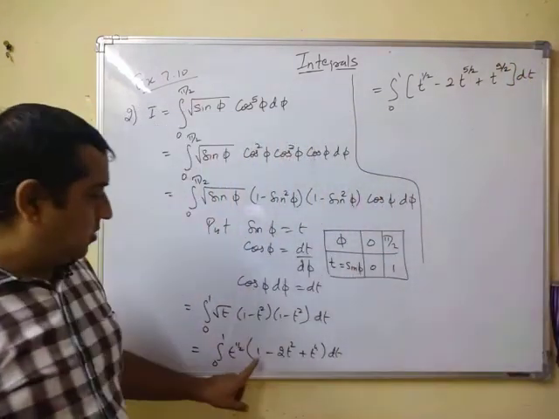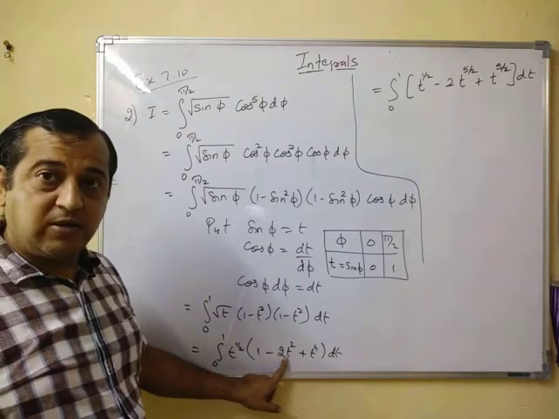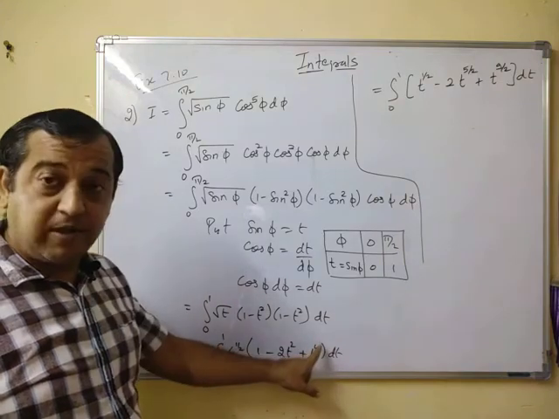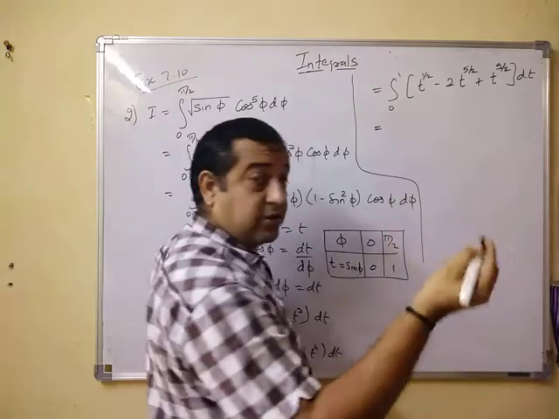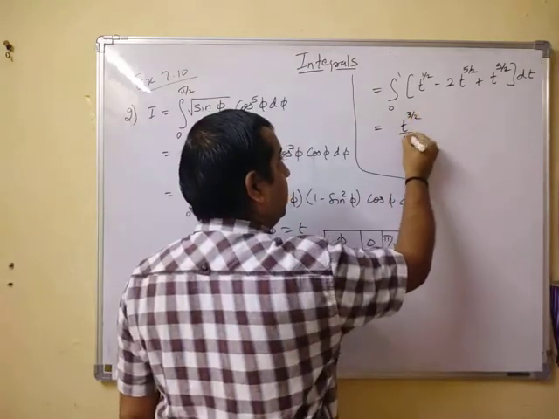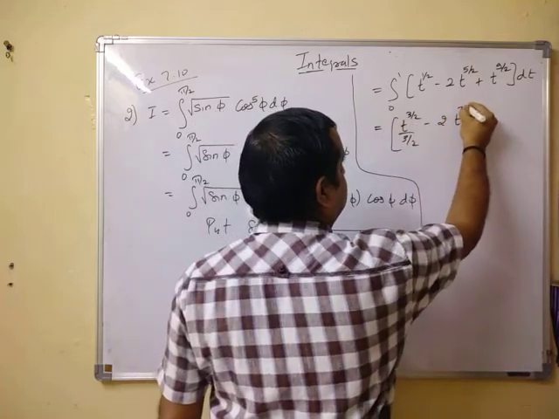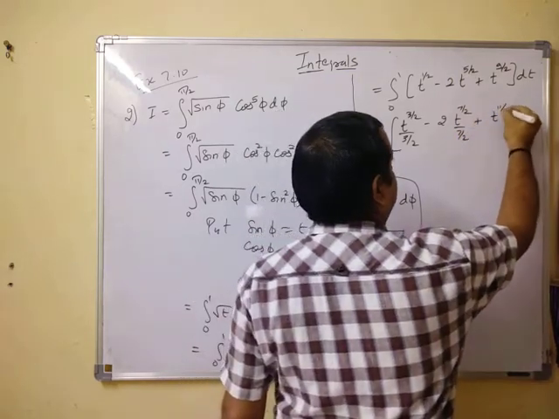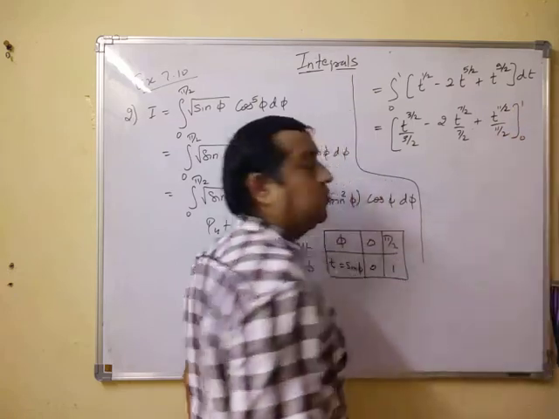Okay, t raised to half into 1 is t raised to half, minus 2 as it is, t raised to 2 into t raised to half, 2 plus half, 5 by 2, and in the same way 4 plus half, 9 by 2. This gives you, everywhere the formula of x raised to n will be applied. You get t raised to half plus 1, means 3 by 2, upon 3 by 2, minus 2 t raised to 7 by 2 upon 7 by 2, plus t raised to 11 by 2 upon 11 by 2, limits running from 0 to 1.